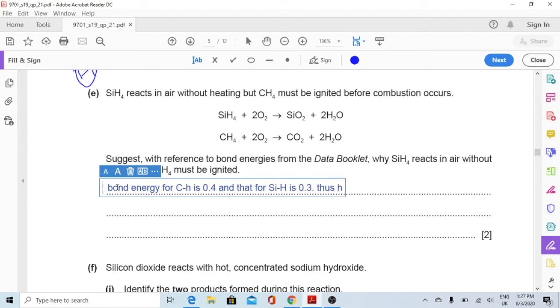Thus, the higher the bond energy, the more energy is required to break the bonds. And that's why SiH4 requires no prior heating.